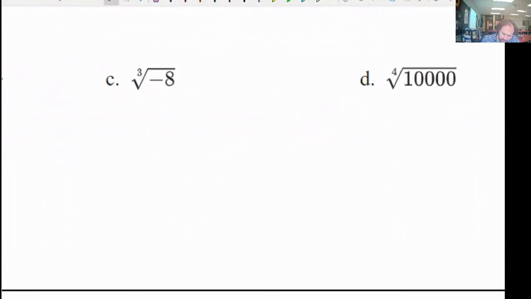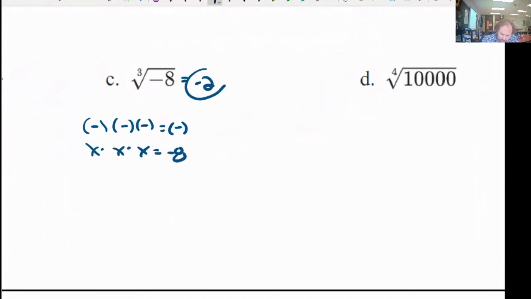Question number 3 is very similar. It's going to be a negative number. It's similar to the first one we did because you know a negative times a negative times a negative is going to be a negative. And again, it's asking what number times itself 3 times is going to be equal to negative 8, and that's going to be negative 2.